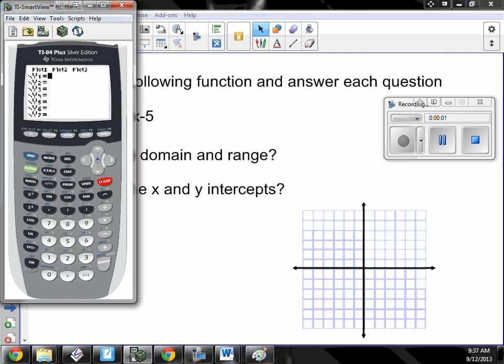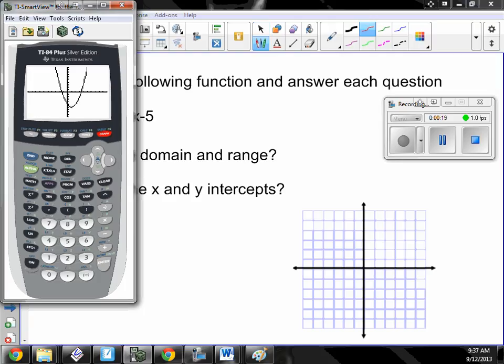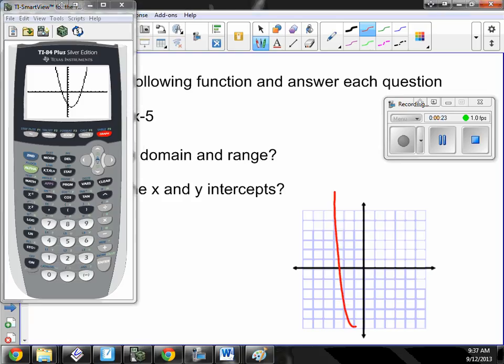Okay, we graph this function, x squared minus 2x plus 5. Wait a minute. Is it minus 5? Okay, that looks better. So, looks like it comes all the way down. I have a degree in graphing by hand. You wonder why they gave it to me.